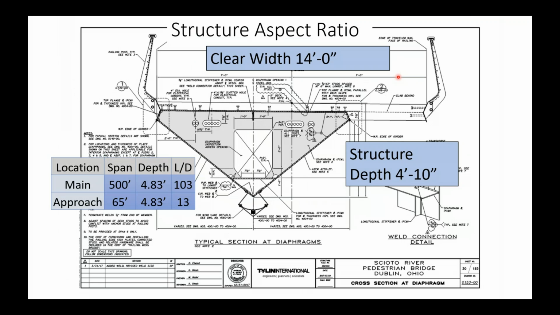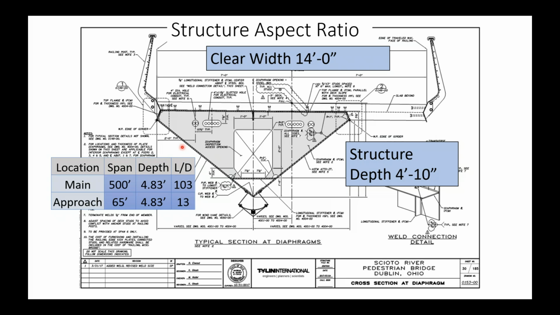Talking about the superstructure, the basic design of the superstructure is a triangular steel box. That steel box is, for the most part, 10 feet wide. It's topped with a 14-foot wide cast-in-place concrete deck, so the clear width of the walking surface is 14 feet. The structure depth is 4 foot 10 inches.